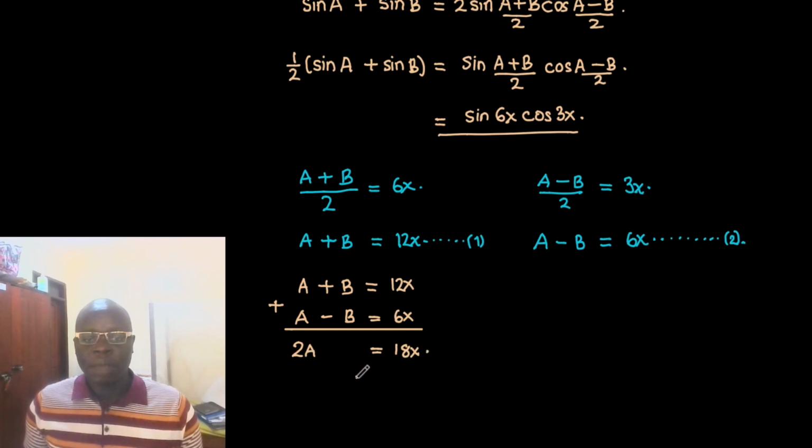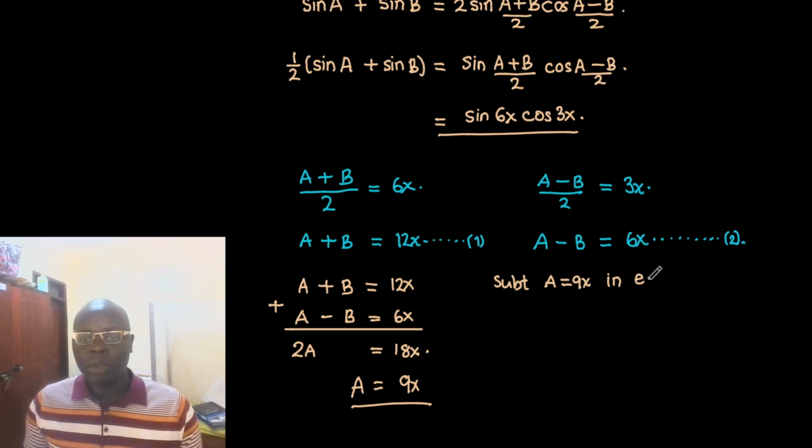So our main interest is to get A. Now we can divide both sides of this equation by 2 to get 9x as the value for A. Now let's substitute this value for A, which is 9x, in equation number 1.